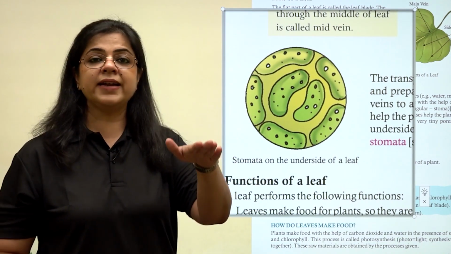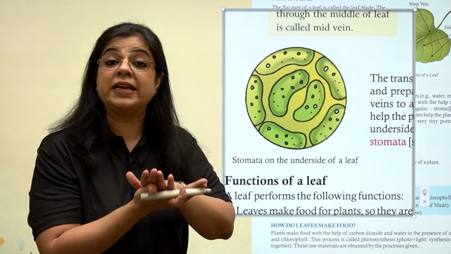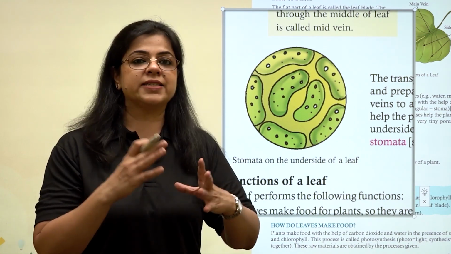Stomata are right below the surface of the leaf. They are also called guard cells.